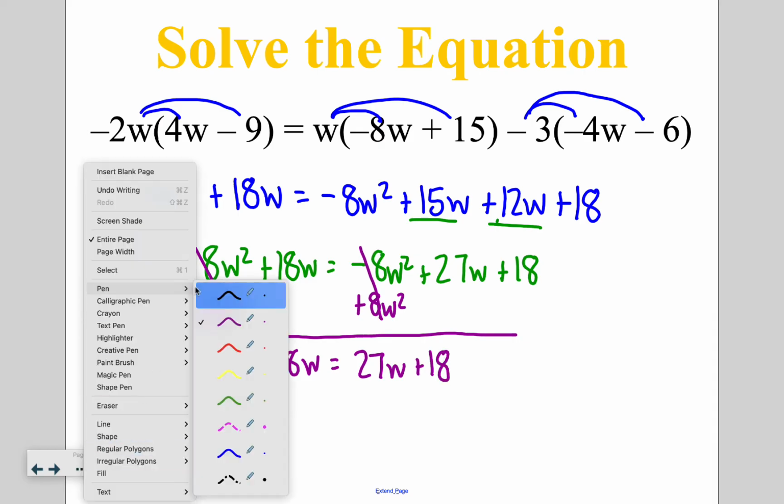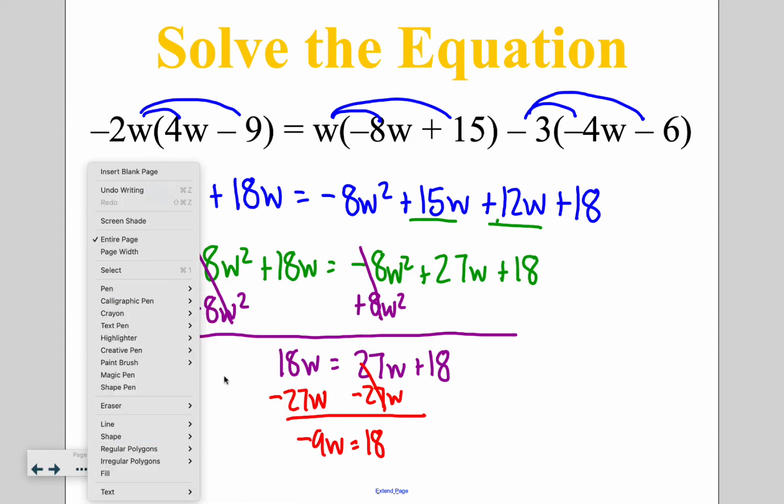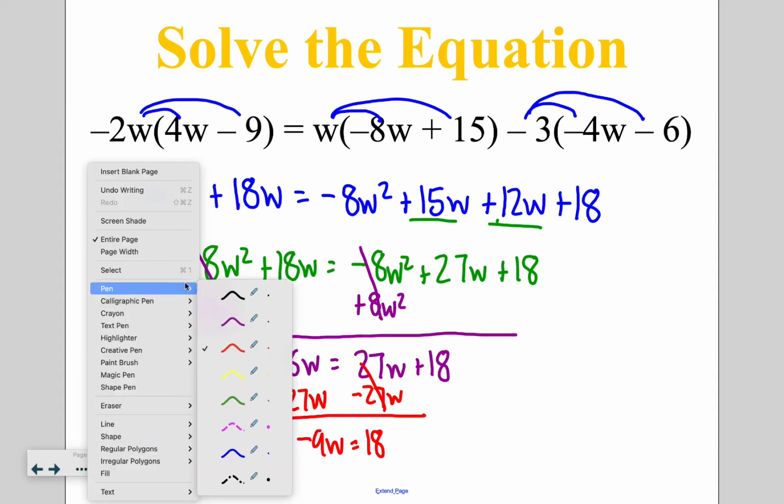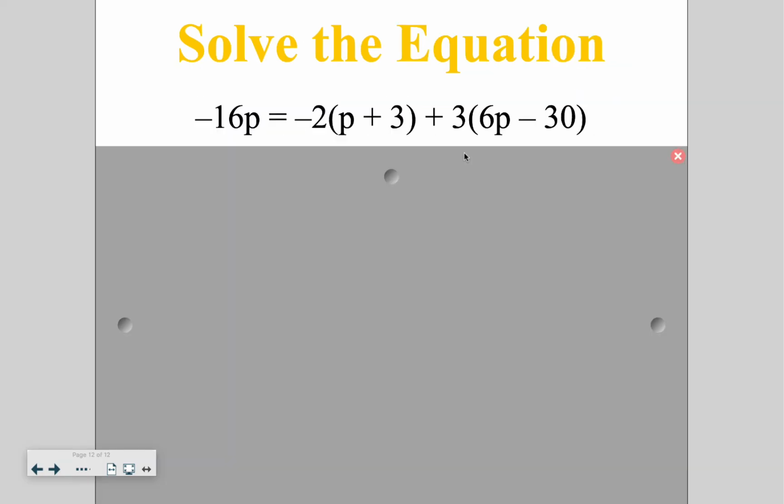Now I need to get my w's together, so I'm going to subtract 27w from both sides, giving me negative 9w is equal to 18. And then I'm going to finish by dividing both sides by negative 9, which is going to give me an answer of w is equal to negative 2. If you wanted to check your answer, you could plug w back in, and you would find that both sides are equal to each other. Go ahead and try this one on your own.